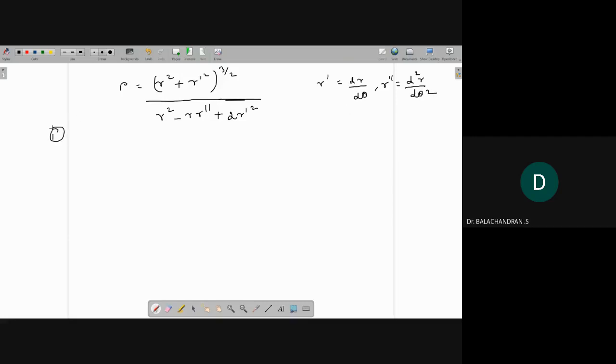First problem. Find the radius of curvature at any point on the equiangular spiral. Again, I think you know the equiangular spiral. It comes like this. For example, in a forecast, if you see a storm, it will come like this. So it looks like this, the equiangular spiral. I am not drawing it properly, so again please check how an equiangular spiral looks.